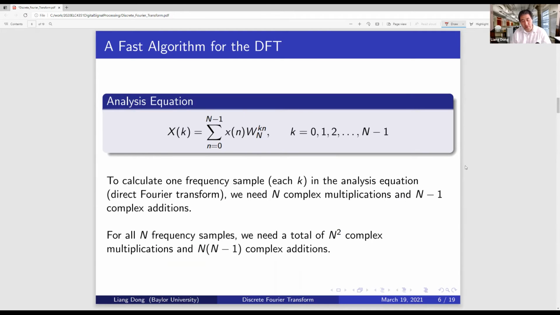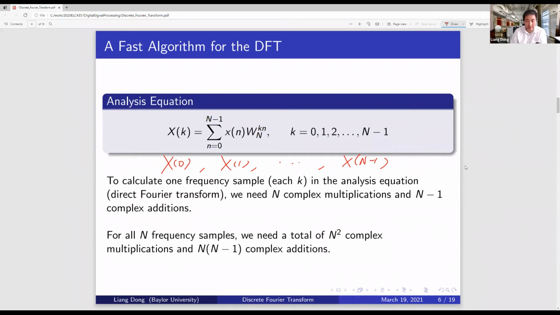Let's write out the analysis equation again here. We're only working on the forward direction, and using that to deduce our fast Fourier transform. To calculate one frequency sample, which is to calculate each X[k], one out of these N frequency samples, we need N complex multiplications and N minus one complex additions.